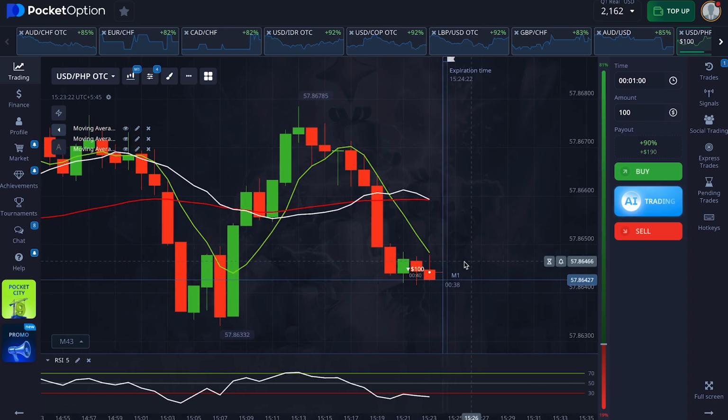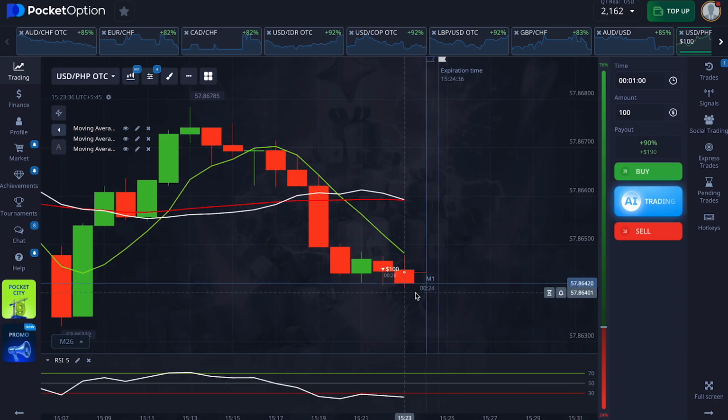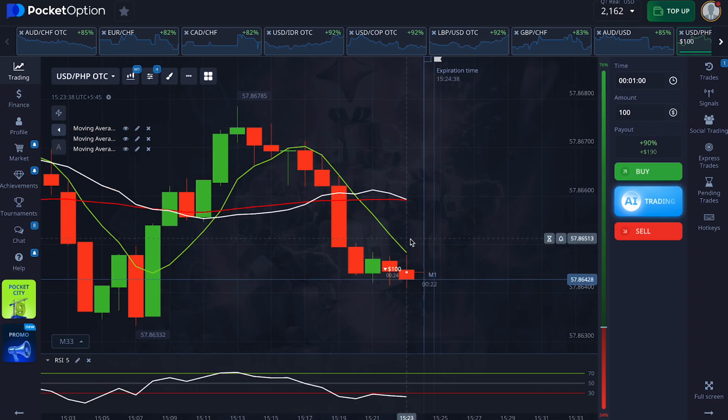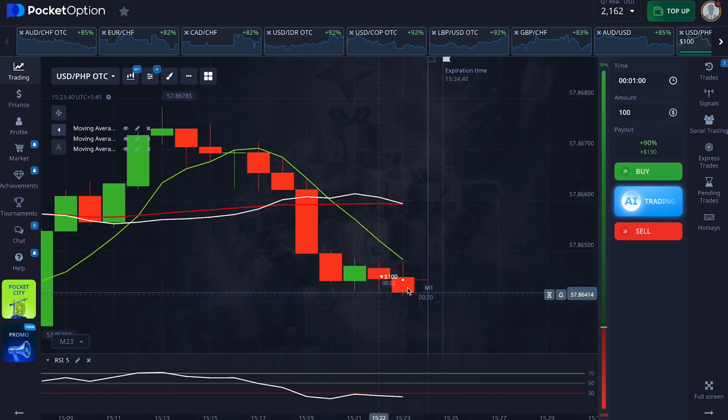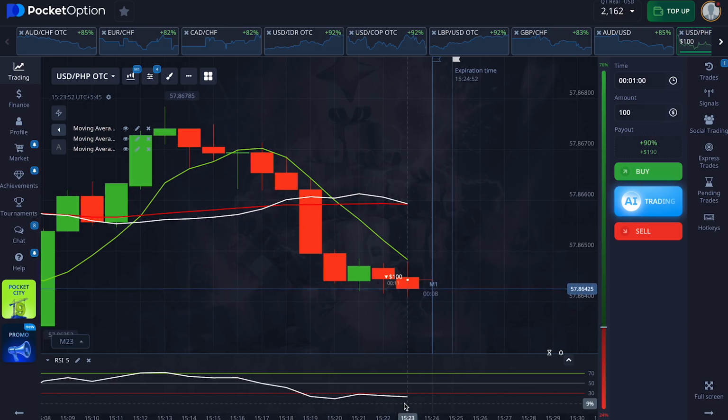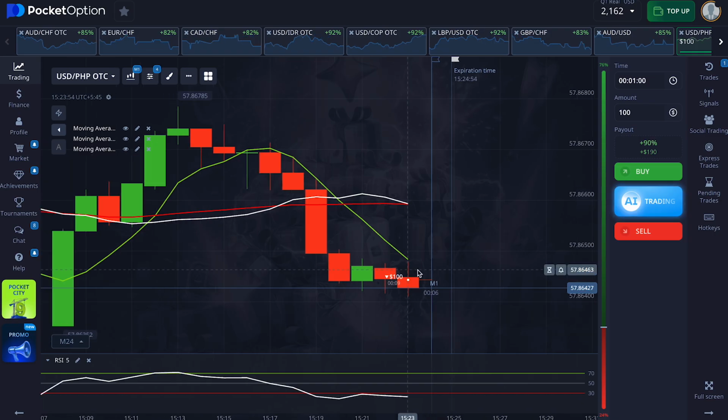So let's see what will happen. And I think we can make another profit because every indicator is showing the market will go down. And if the RSI was not below the red line, I won't open the position here, but fortunately it was below the red line, so I opened the position.